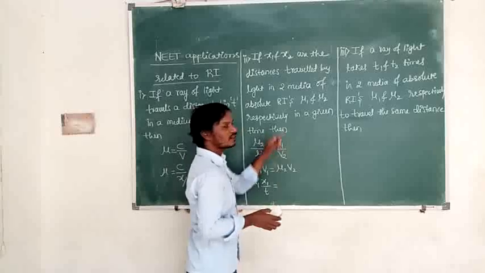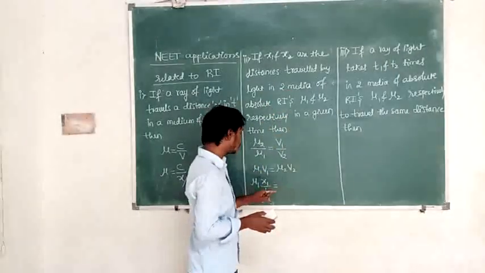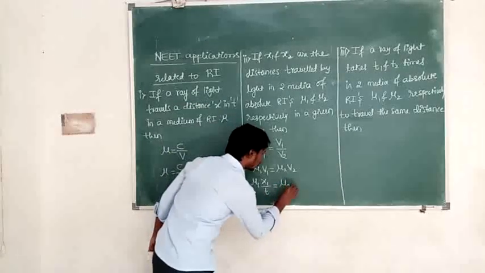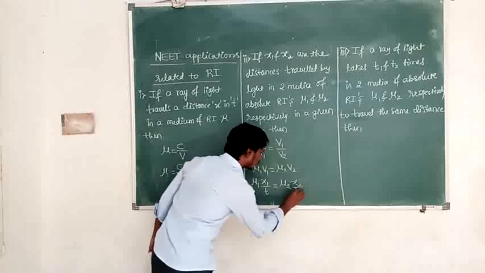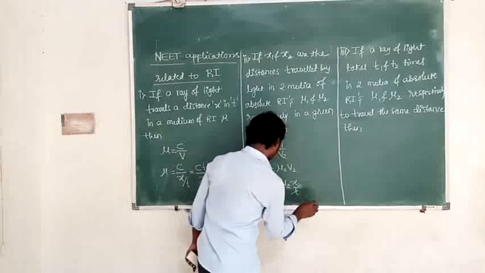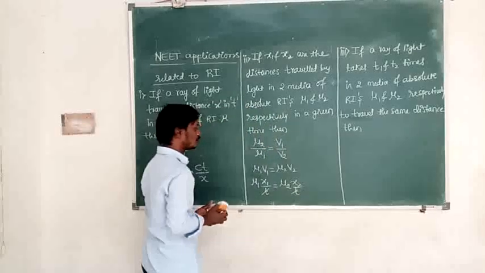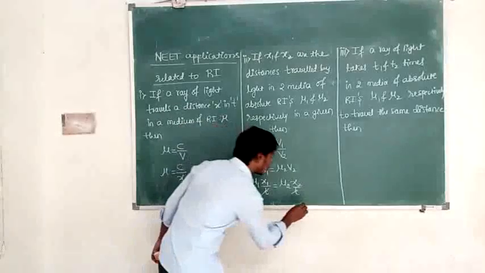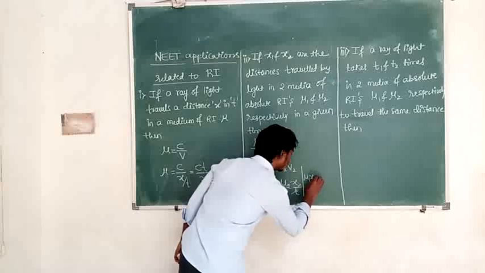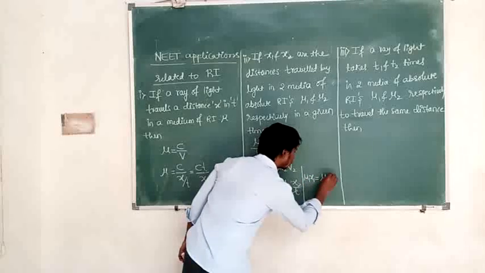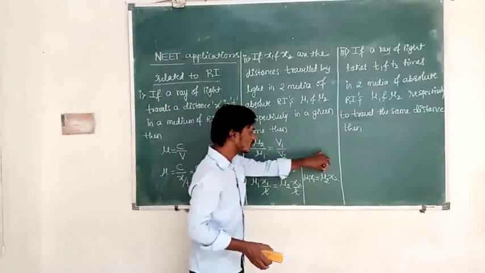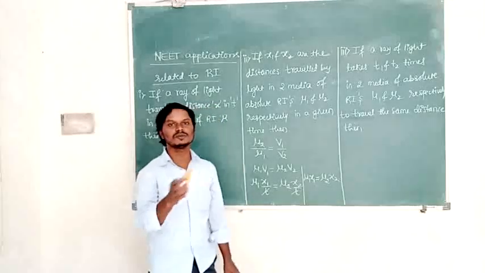the distance travelled in the second medium, x2, with the same time taken, t. That is mu2 into x2 by t. So t gets cancelled. Then what is the expression here? mu1 into x1 is equal to mu2 into x2. So it is the relation between refractive indices and the distances travelled by the light in the two media.